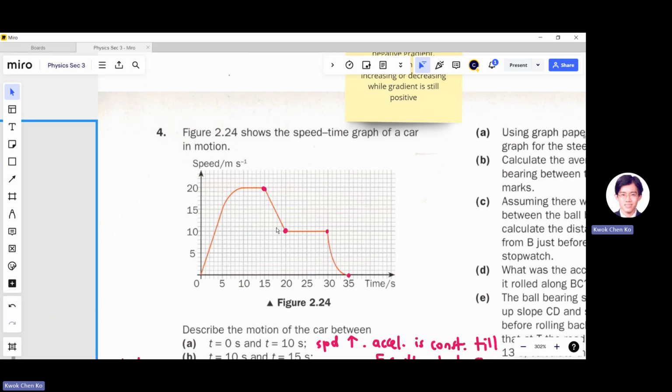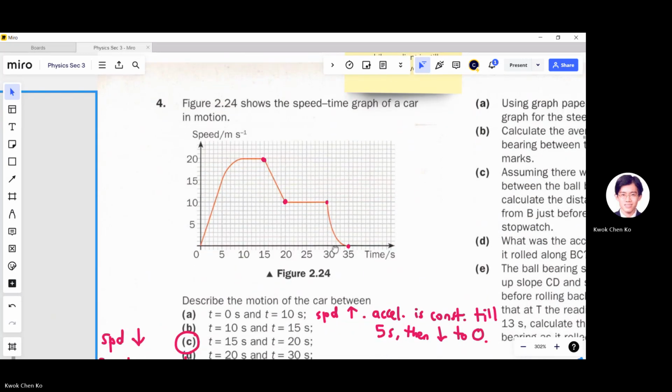So acceleration is zero? The acceleration is what, at which point? After 5 seconds, acceleration decreases, then decreases to 0 between 5 and 10 seconds. By right, you should write that, because the gradient becomes 0 at 10 seconds. From 5 to 10 seconds, acceleration decreases to 0.